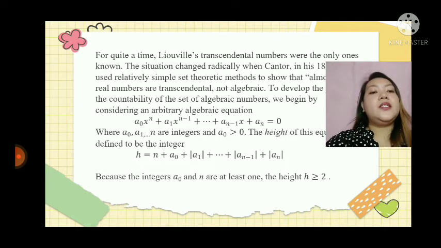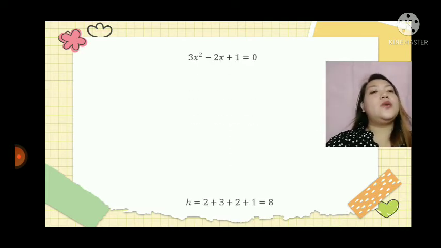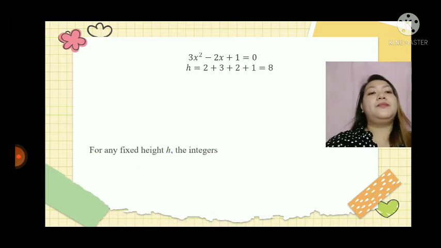Because the integers a sub 0 and n are at least 1, the height h is greater than or equal to... We have 3x squared minus 2x plus 1 equals 0. So h equals 2 plus 3 plus 2 plus 1, which equals 8.